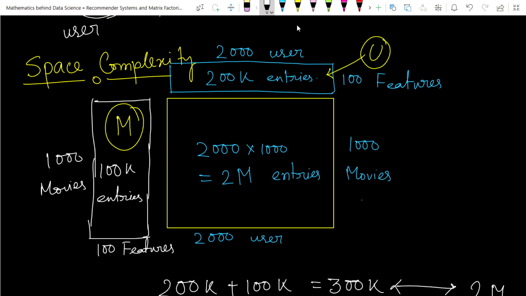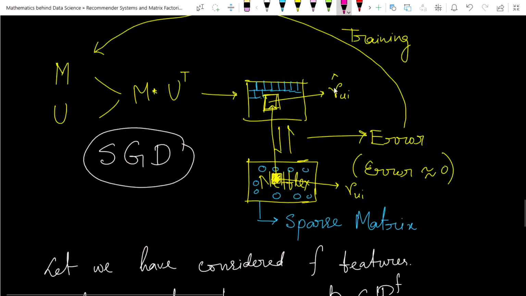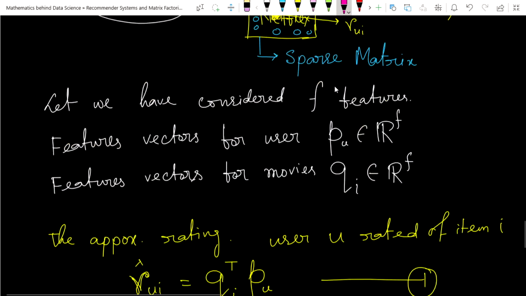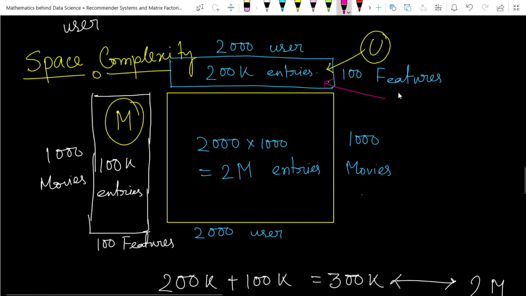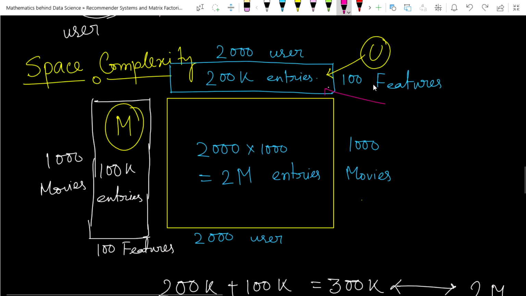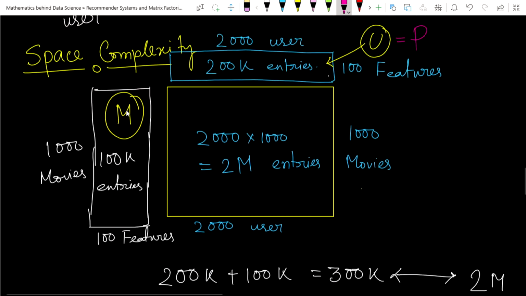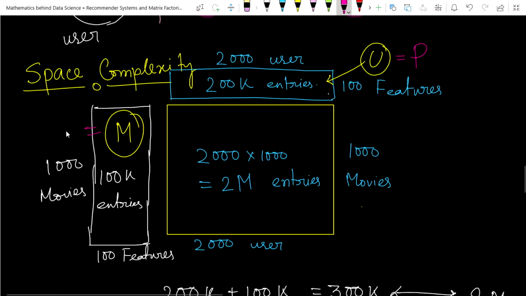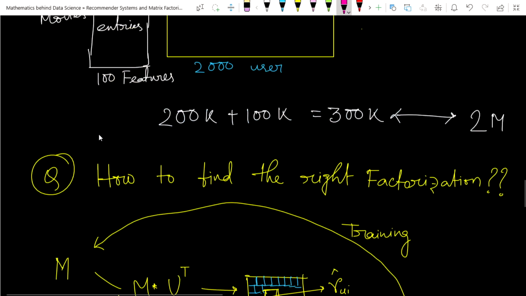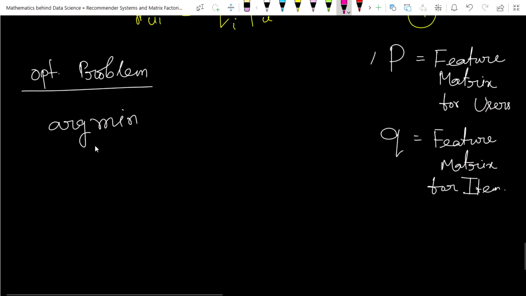In Netflix, they have this research paper, and they have denoted this matrix for users as P. Here they have denoted this matrix the same as the Q. Okay, so we have to find these two matrices. At the end of the day, we have to find these two matrices P and Q.